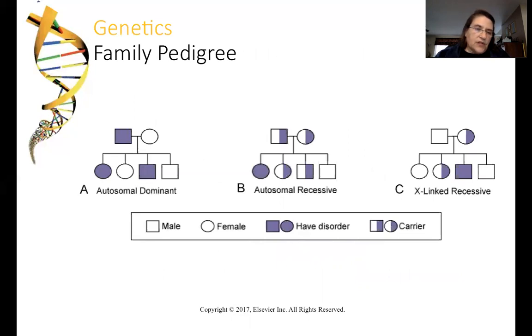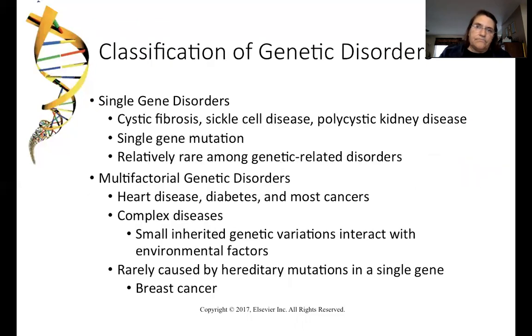The example A shows an autosomal dominant, B shows an autosomal recessive, and then C, X-linked recessive. So take a peek at that. Family pedigrees are important, and you probably need to know about family pedigrees.